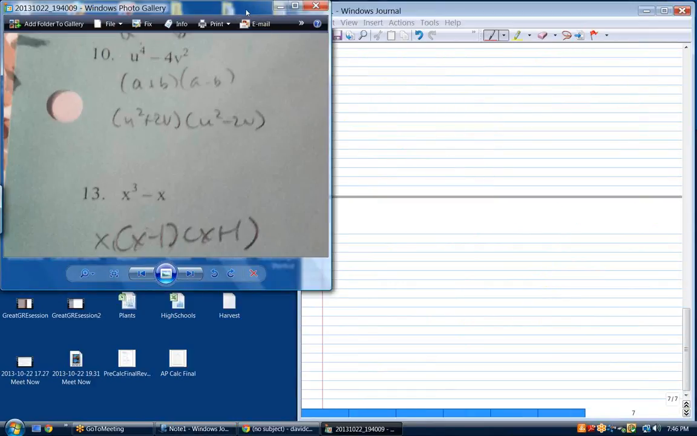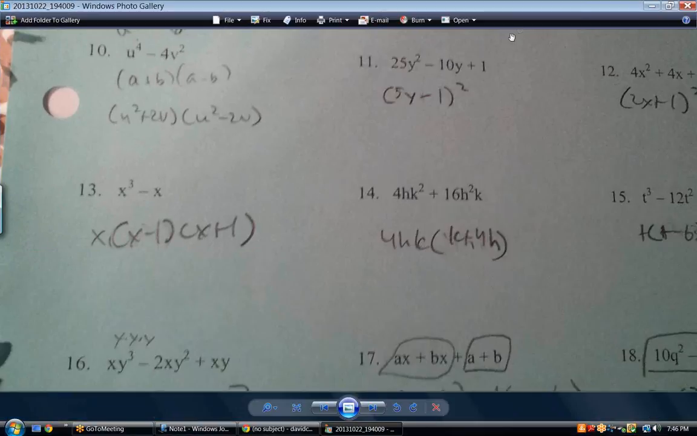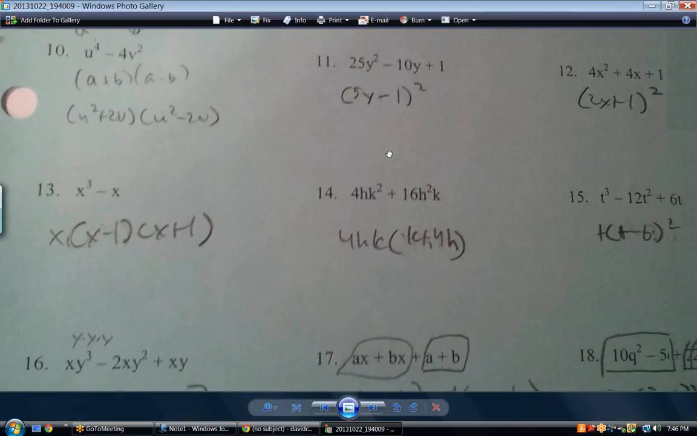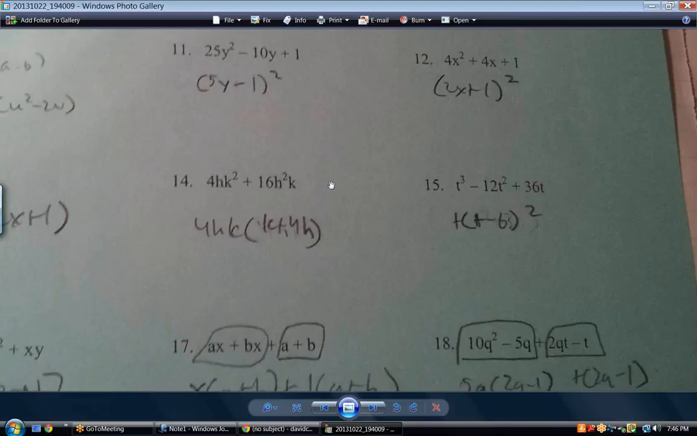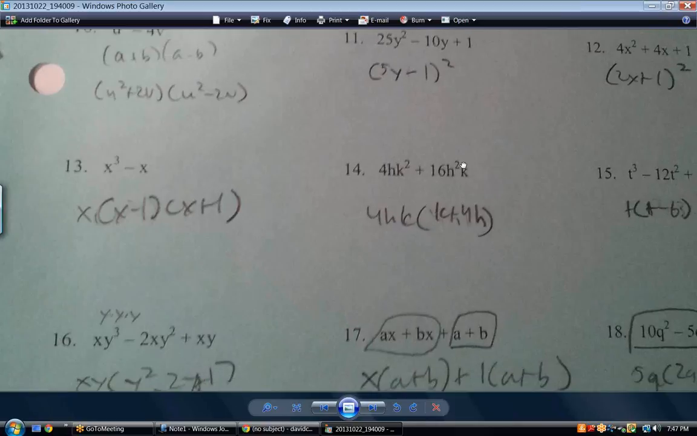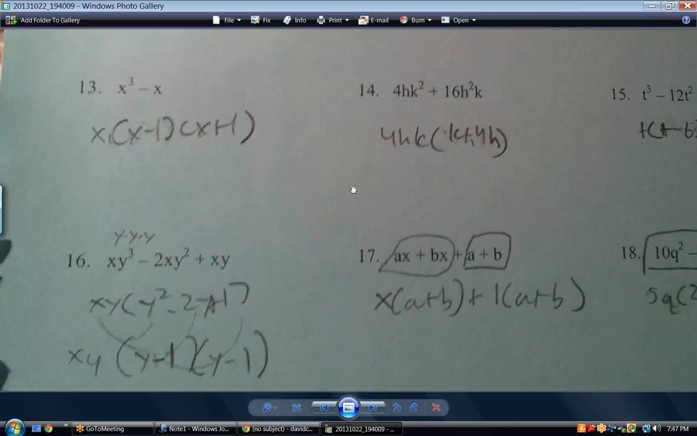Let's see what else you got here. 11. That's pretty straightforward. In other words, it's going to be 5y times 5y. Yeah. And it ends up being 5y minus 1 times 5y minus 1. So they're giving you a lot of them like this, where you can figure out that it's a perfect square thing. Mm-hmm.